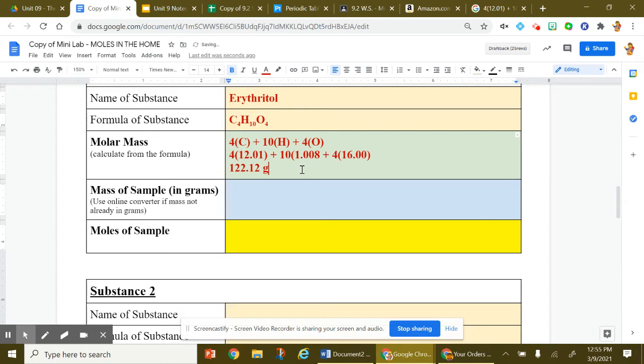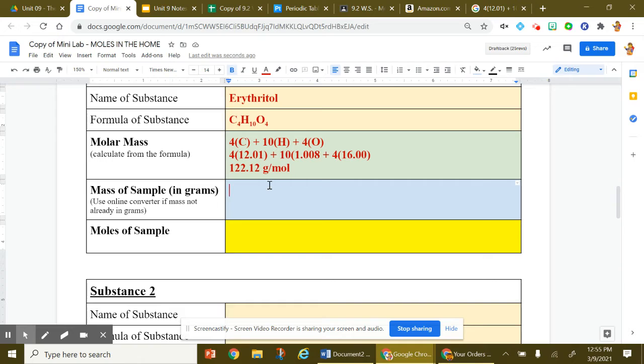All right, so the molar mass is 122.12 grams for every mole. For every mole of erythritol I get together, it weighs 122.12 grams. If I had 122.12 grams of erythritol, I would have 1 mole, approximately 600 sextillion molecules of erythritol. Okay, that's the first part.